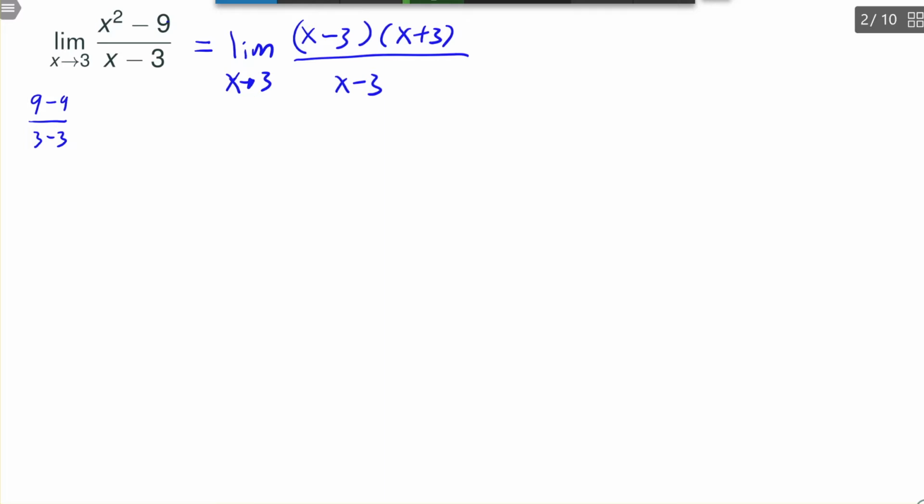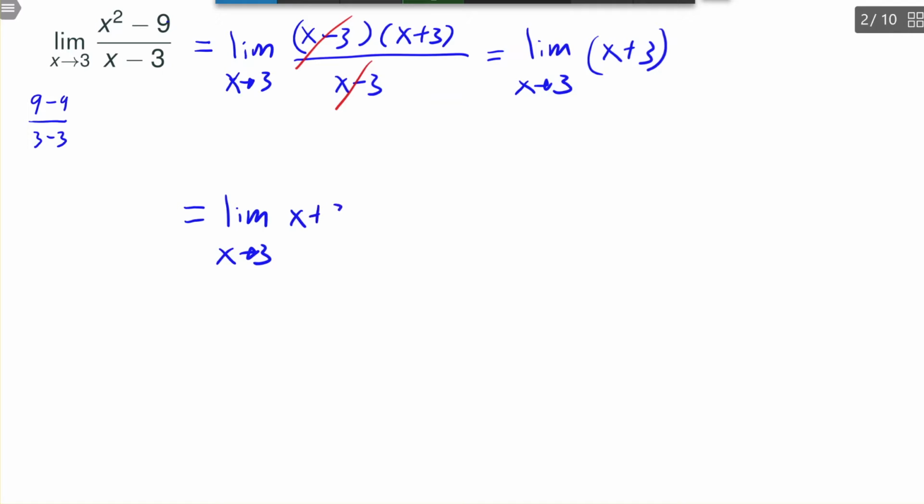Now if you look here, we can cancel this part just for evaluating the limit. So then I have limit as x approaches 3 of x plus 3. Okay, let me note here, these two functions are different, but the limit as x approaches 3 are equal. So let me write the next line. We're finding the limit as x approaches 3 of this x plus 3.